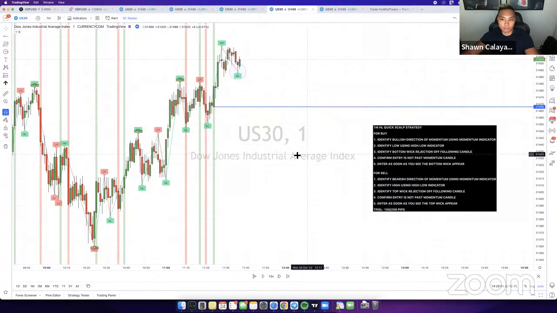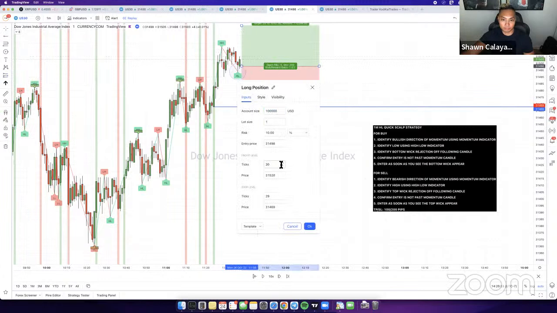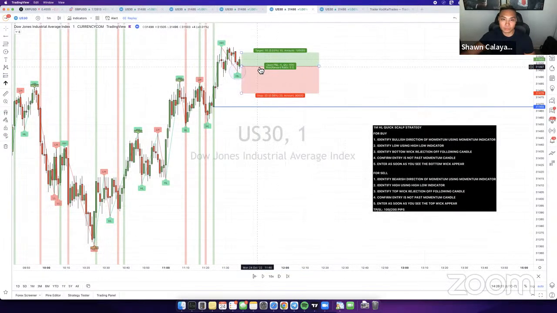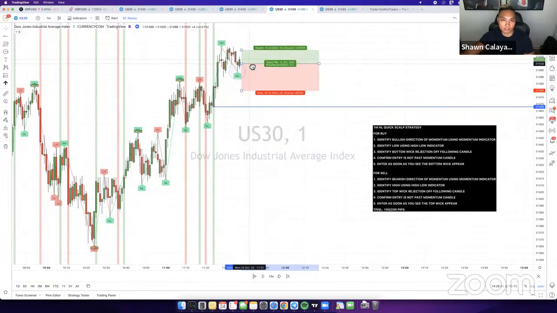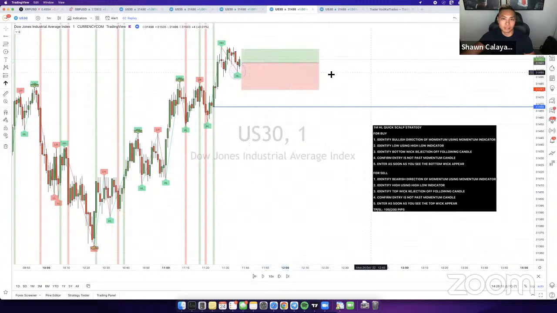Third requirement, you want to identify a bottom wick rejection off the following candle. So bullish signal here, so we know we're trading for buys. Identify the low right here. This candle right here, you can see the wick on the bottom. That's where your entry would be made. If you got in at perfect timing, it'd be right there. If you got in a little late, you probably would have gotten right there. It doesn't matter. As long as requirements are met, you should be good.